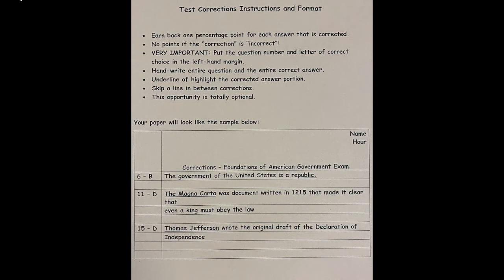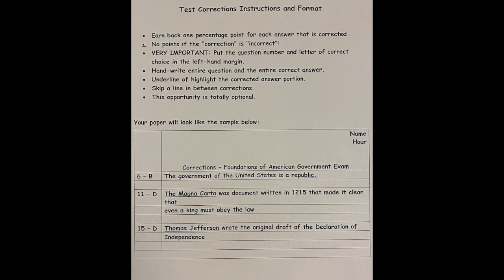All right, folks, now that you have the correct answers to the test questions, let's take a look at how I want you to do your corrections. First of all, let's start right here. You can earn back 1 percentage point for each answer that is corrected. That means if you missed 10 total questions, you can add on 10 percentage points to your grade. For every correction you do, you get a percentage point back.